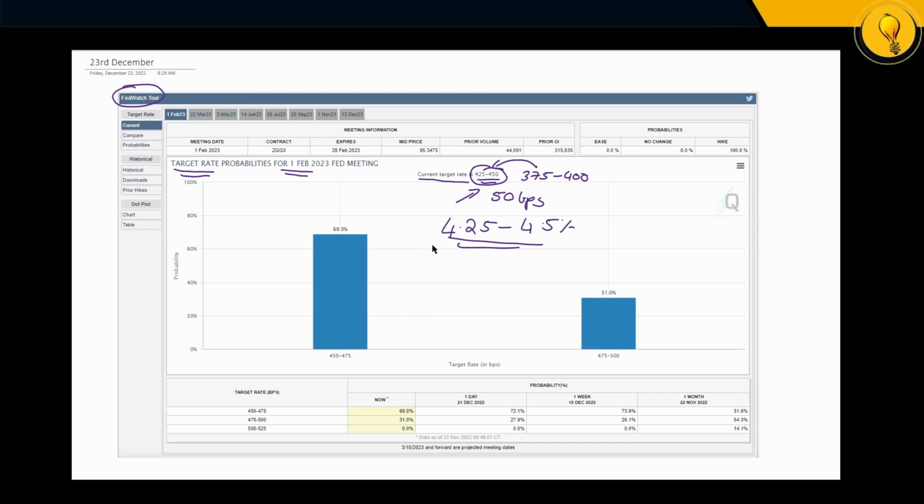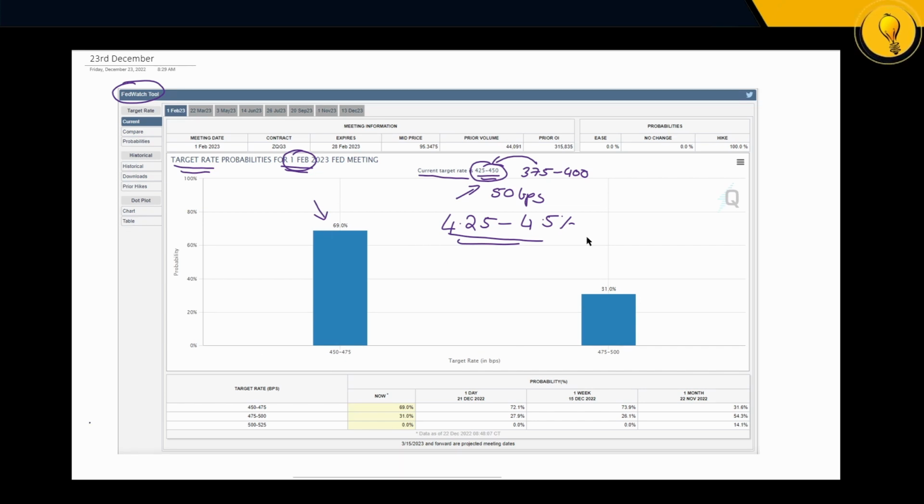Now, here's where things get really interesting. We've been watching this Fed Watch tool for a while now, and we've been keeping an eye on what the market is pricing in for the next increase of the Fed meeting. The next Fed meeting is coming in on Feb 1st. So we have around 6 weeks to go for that meeting.